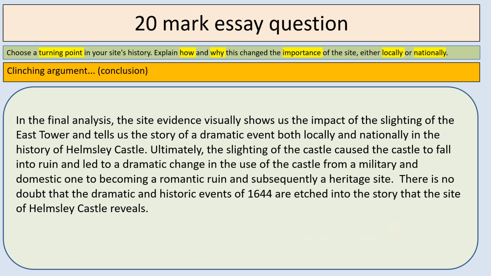So I've just put here in the final analysis, the site evidence visually shows us the impact of the slighting of the East Tower and tells us the story of a dramatic event both locally and nationally in the history of Helmsley Castle. Ultimately, the slighting of the castle caused the castle to fall into ruin and led to a dramatic change in the use of the castle from a military and domestic one to becoming a romantic ruin and subsequently a heritage site. There is no doubt that the dramatic and historic events of 1644 are etched into the story that the site of Helmsley Castle reveals.